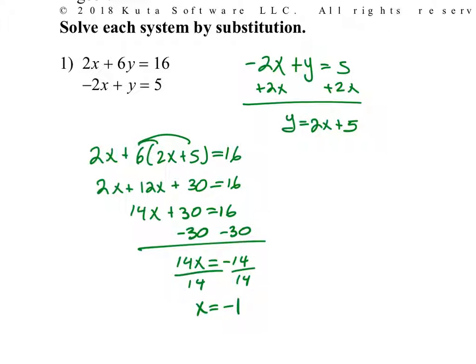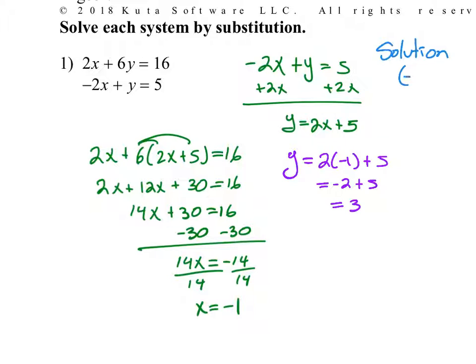But now that I know x, I need to find y. I can substitute in either of those two equations and then solve, so I'm going to substitute here. y equals 2 times negative 1 plus 5, so negative 2 plus 5 equals 3. So my solution is the point (negative 1, 3).